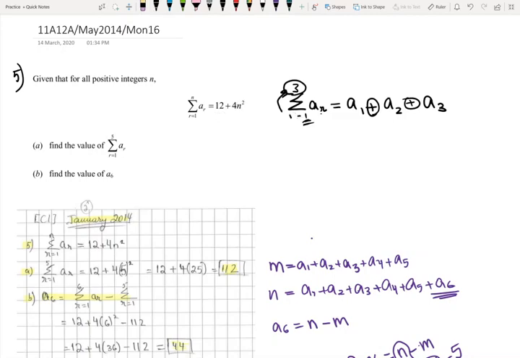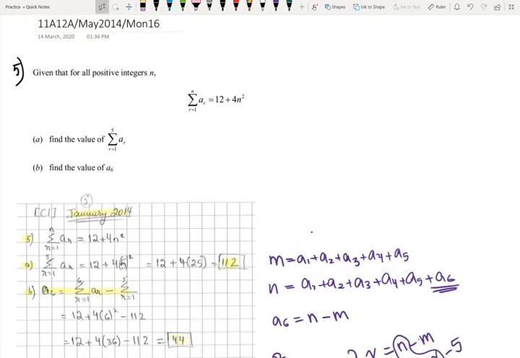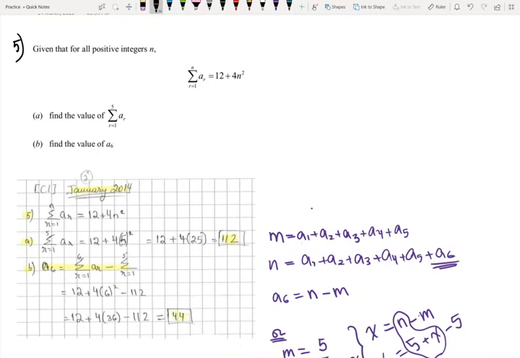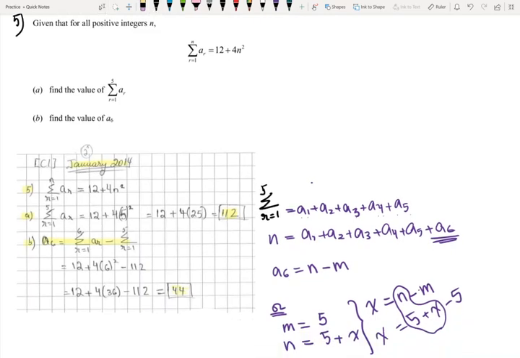Now in part B, find the value of a6. Now if we want to express the summation of a_r from 1 till 5, it is going to be a1 plus a2 plus a3 plus a4 plus a5. So we express it as the summation of r equals 1 till 5. Now if you want to find the summation of a1 plus a2 plus a3 plus a4 plus a5 plus a6, you are expressing it in this manner. It's r equals 1 till 6.